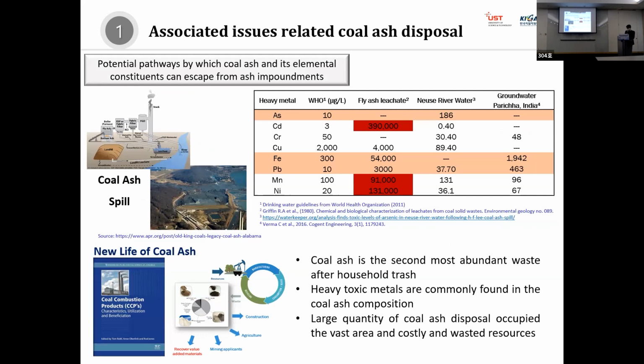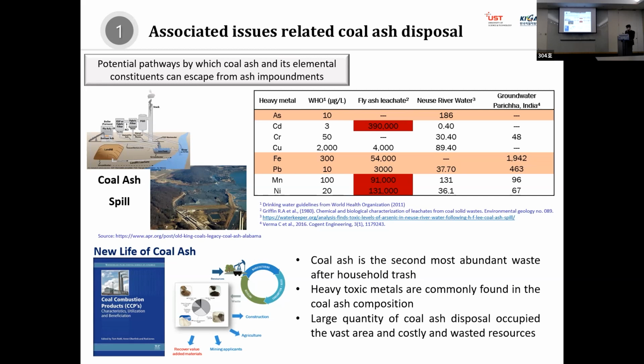About coal ash disposal. Coal ash disposal creates some environmental issues. For example, it occupies a large area of land for coal ash disposal. And coal ash contains a significant amount of heavy metal. If this heavy metal is in contact with water, it can be leached out and contaminate the nearby water body.